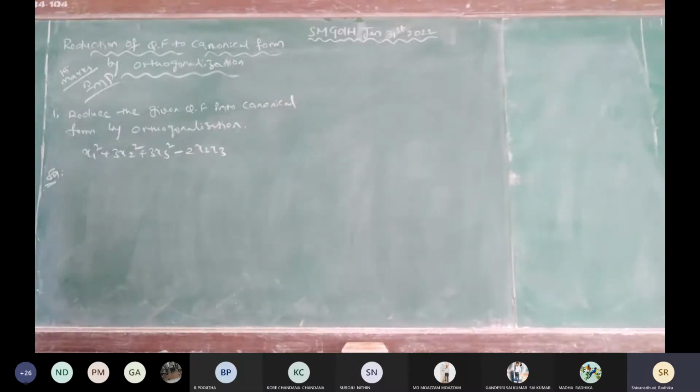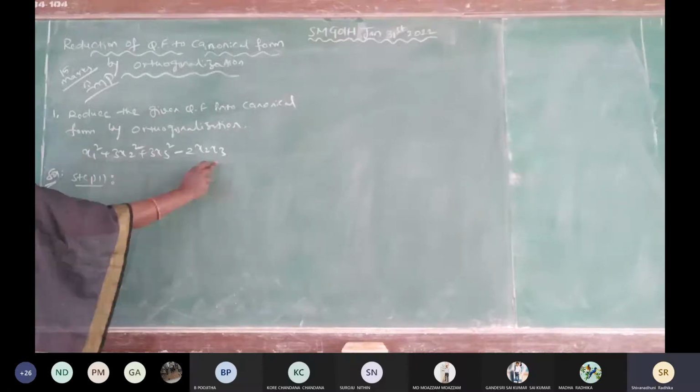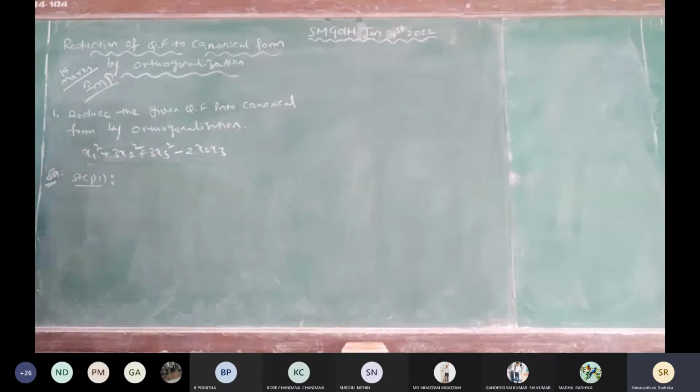Already I gave the procedure, no? Now go for the first step. What is step 1? Find the eigenvalues. No, that is the second step for this method. First of all, we need to write the matrix of the given quadratic form.